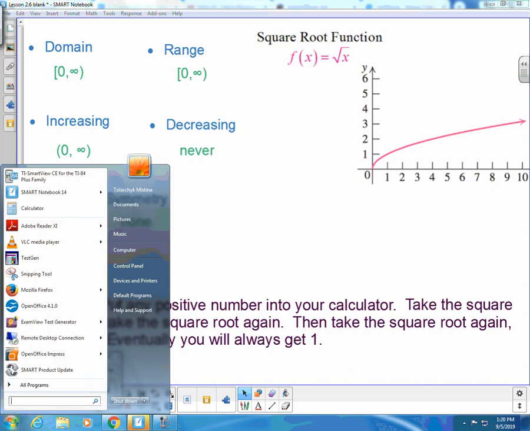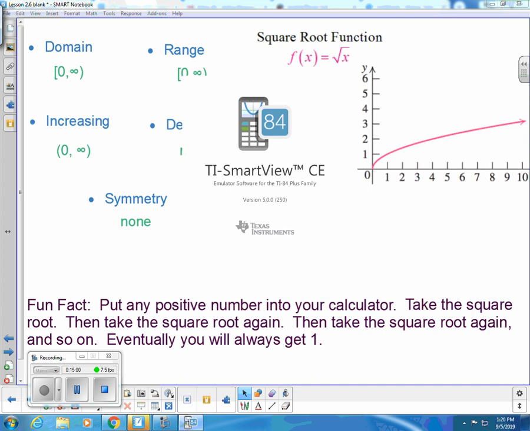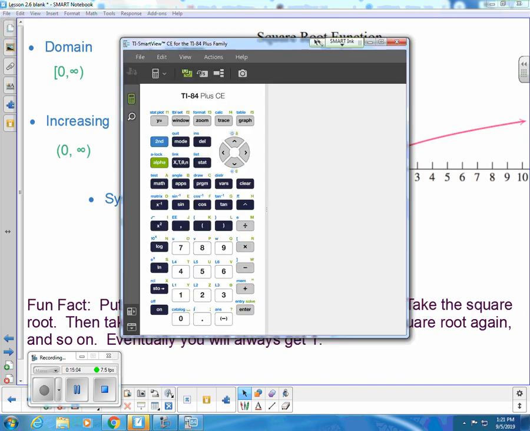Here's a fun fact. If you put any number into your calculator and you take the square root of it, and then take the square root of that, and then you take the square root of that, you're going to end up with a 1. Give me a number. 732? You can't go bigger than that? All right, we're going to go to 732,691. Okay, that's my number.